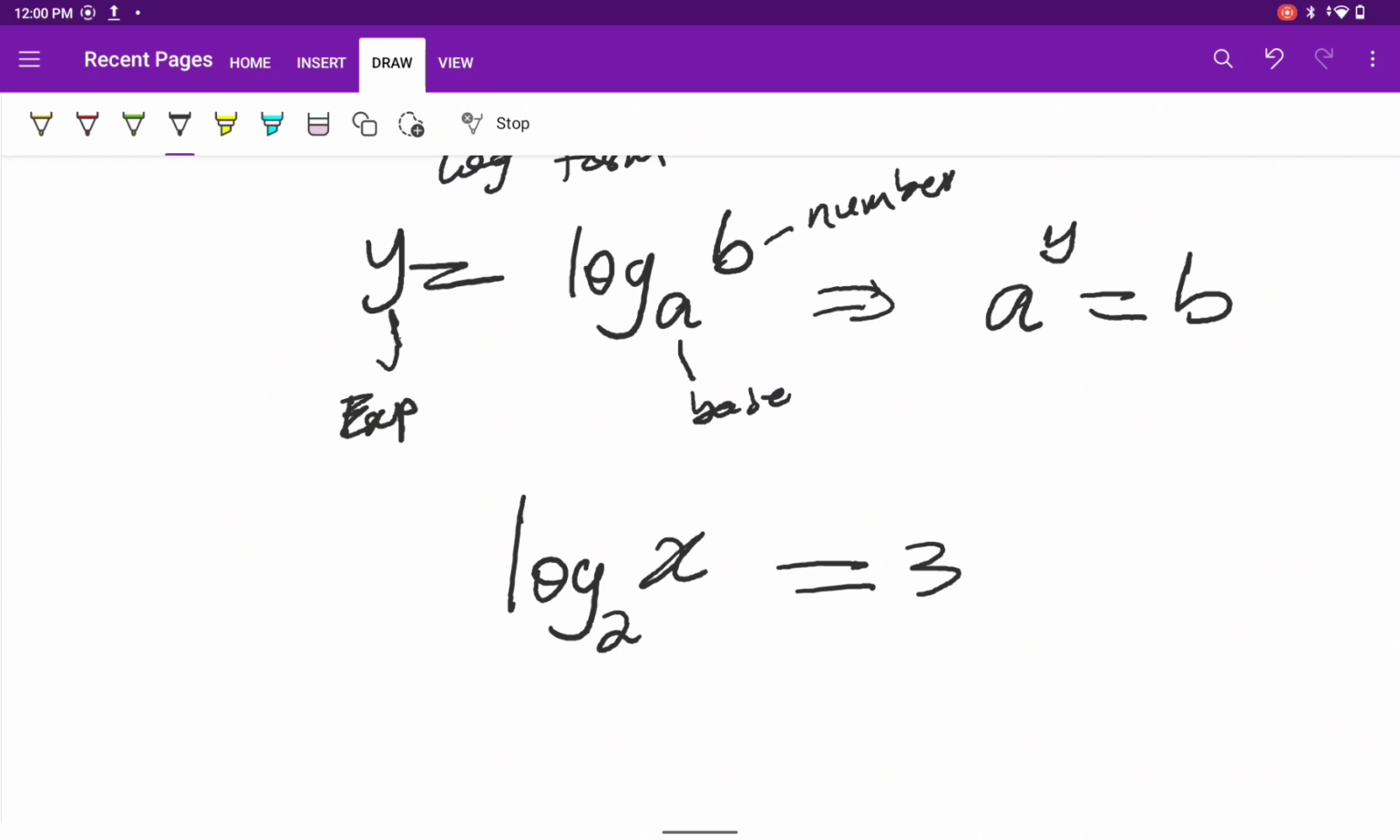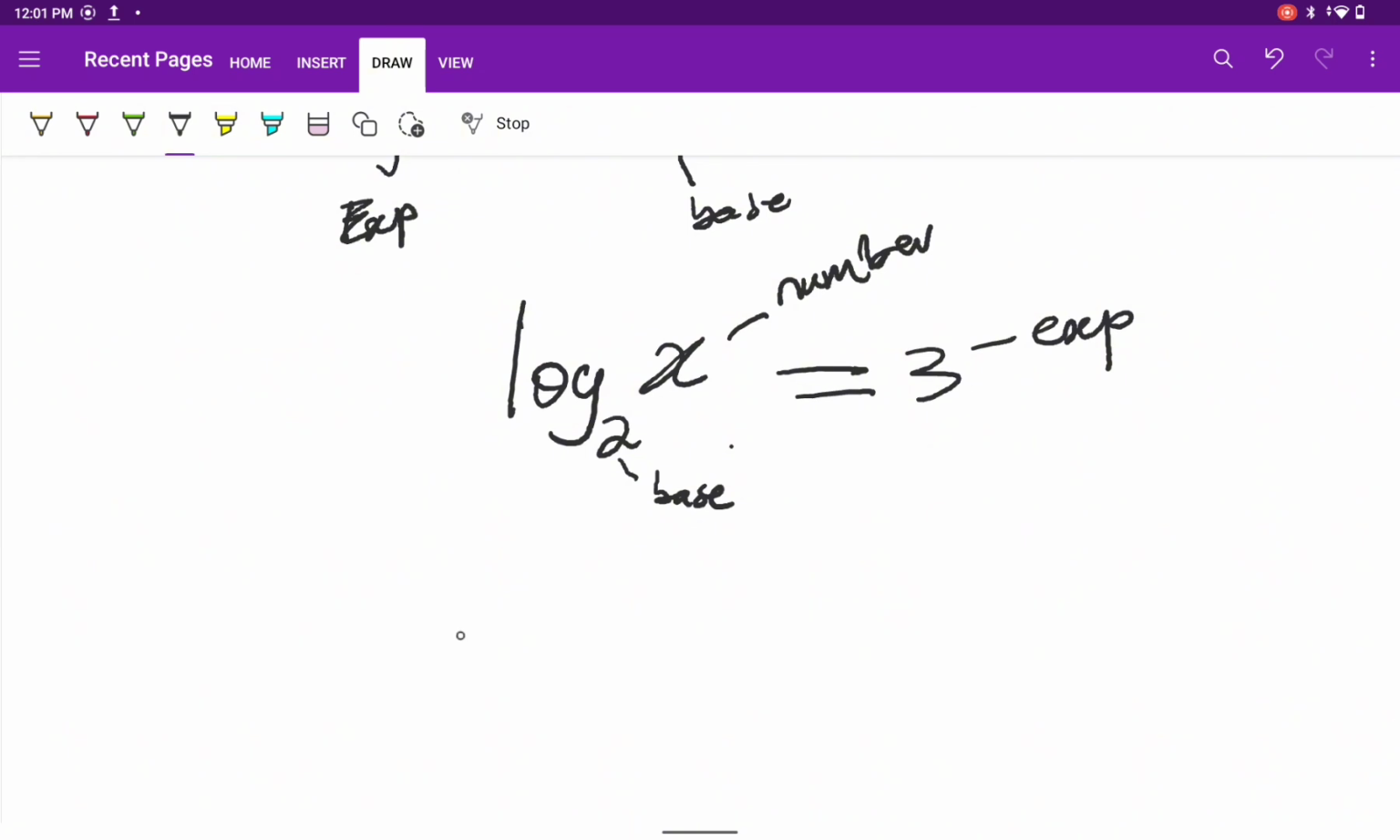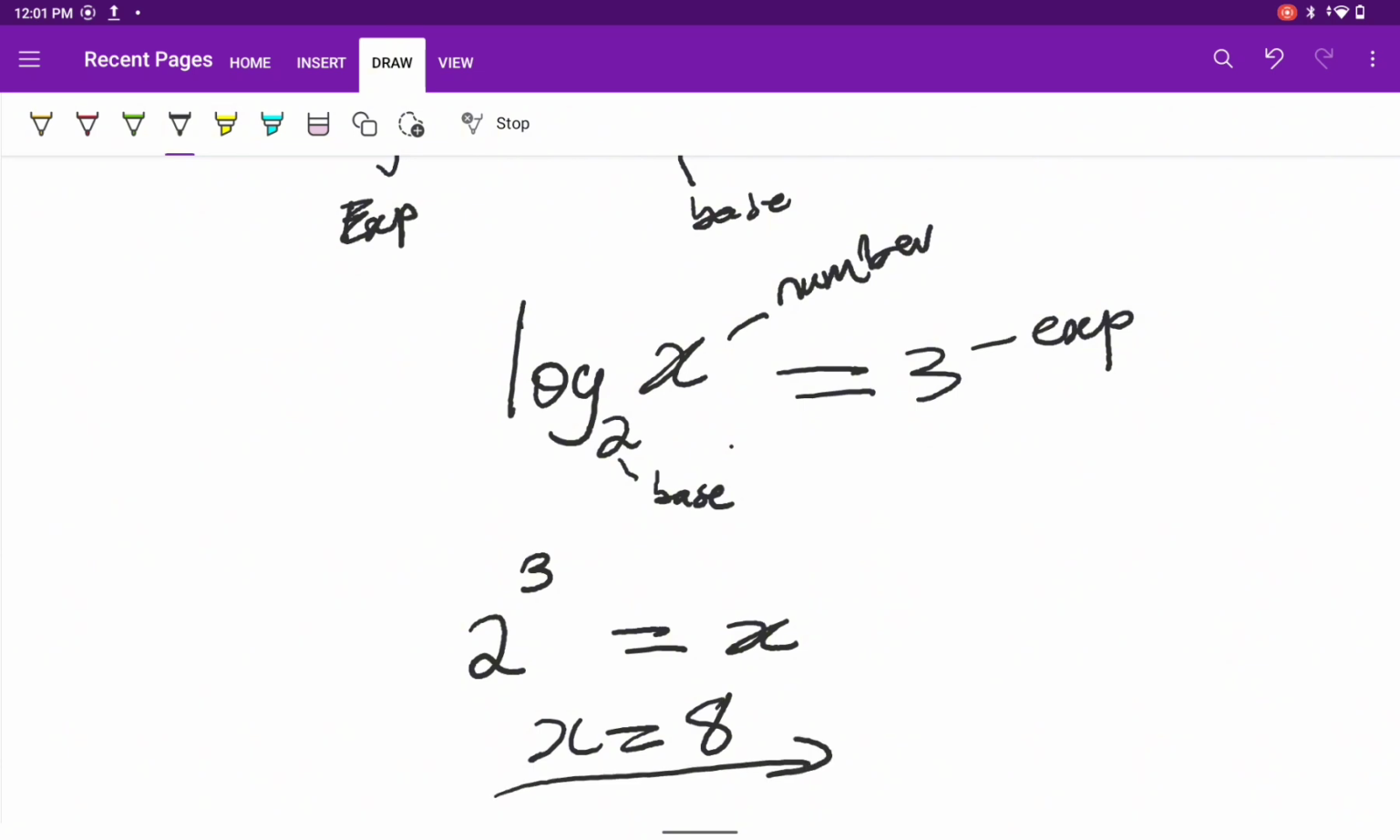Remember, the best way is to change this from log form to exponential form. This is the base, this is the number, and this is the exponent. So when we change it, we say the base is 2, the exponent is 3, equals the number which is x. So x equals 2 to the power 3, which is 8. So x is 8. You see, we can solve for x.